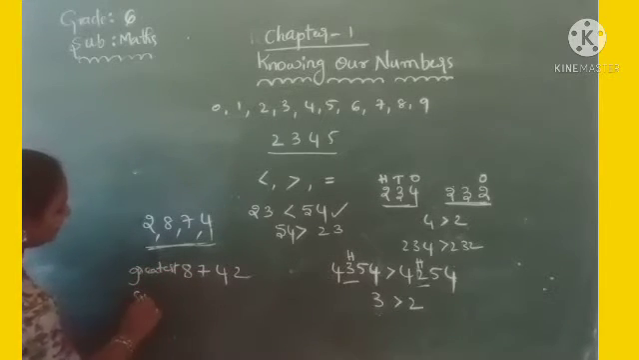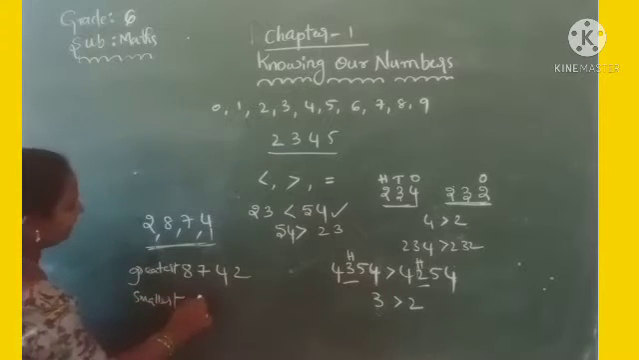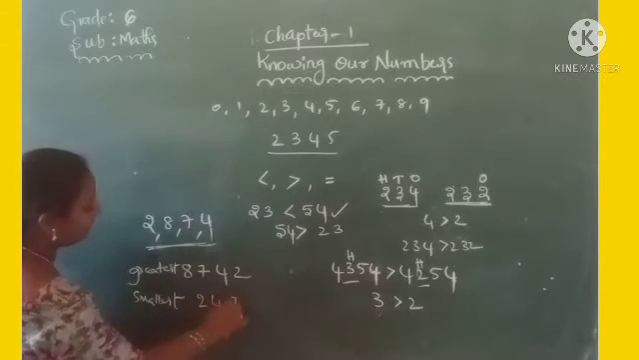And the smallest number, how to form? That is 2478.